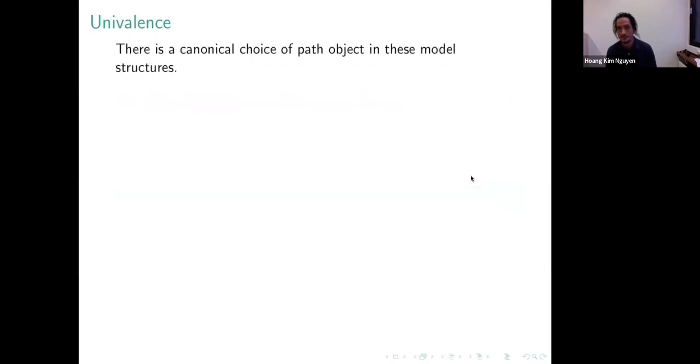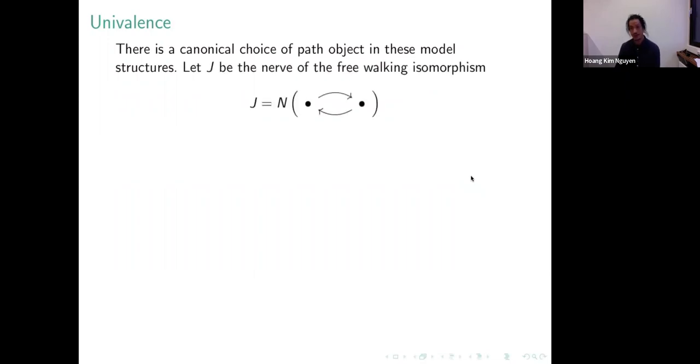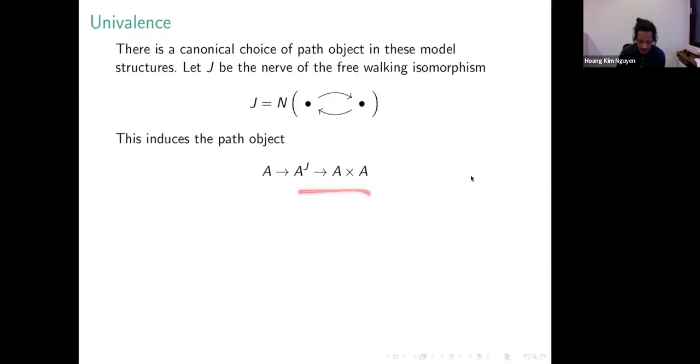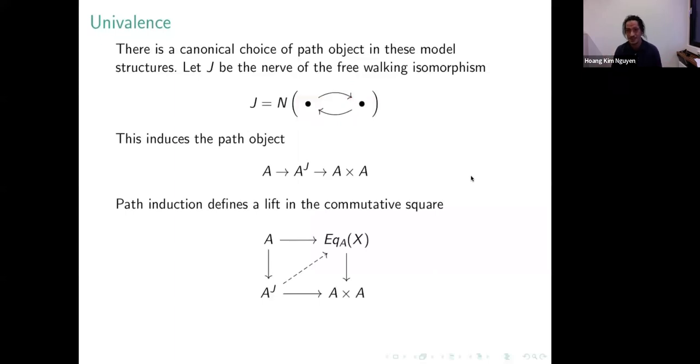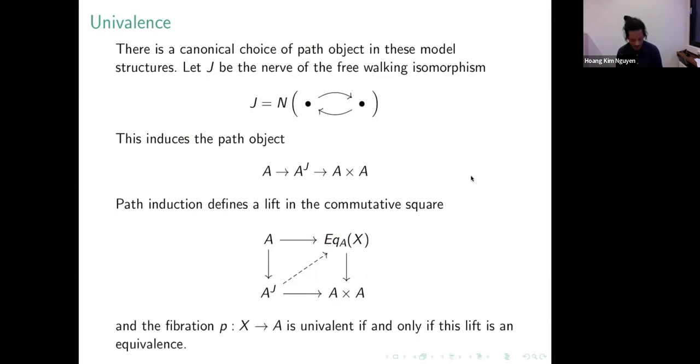Here's another point of view. There's the canonical choice of path objects in these model structures. We can take J, for example, the nerve of the free walking isomorphism, and then exponentiate with J. This gives us a path object. Here is just the constant maps, and this map is the evaluation at these objects. So this is again a factorization of the diagonal. Path induction just means that we have a lift, so that's a trivial cofibration, and this map is always a fibration, so we get a lift, which is just the semantic interpretation of path induction. Then we can say that the fibration is univalent if this lift is an equivalence.